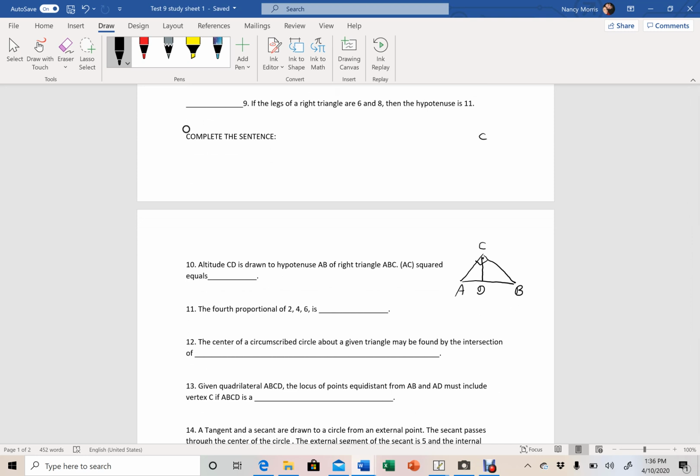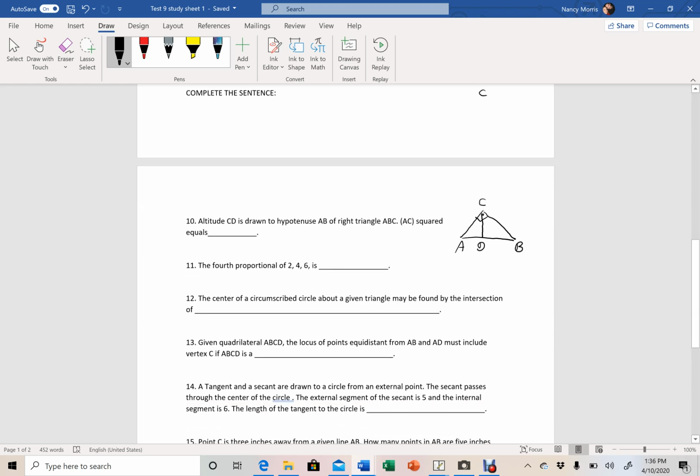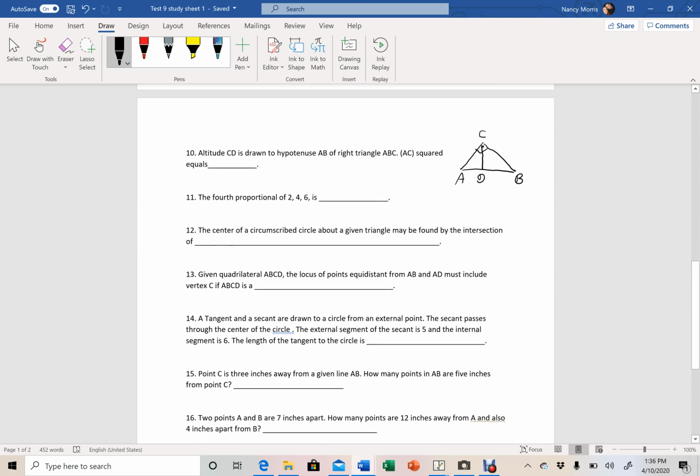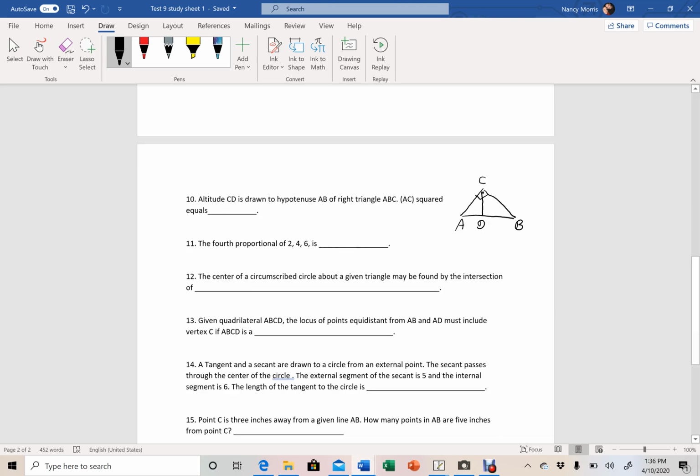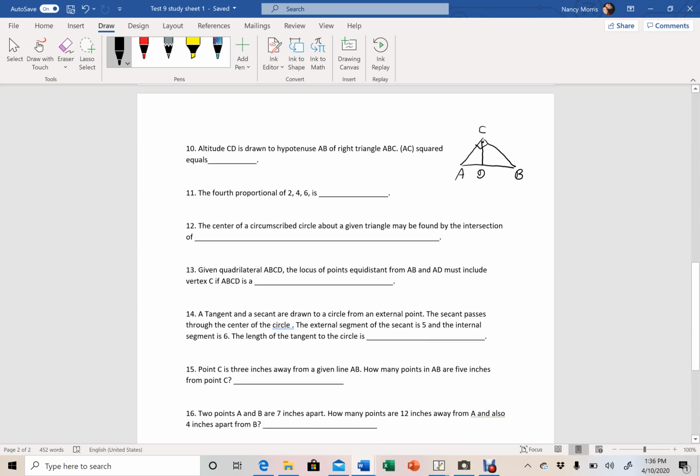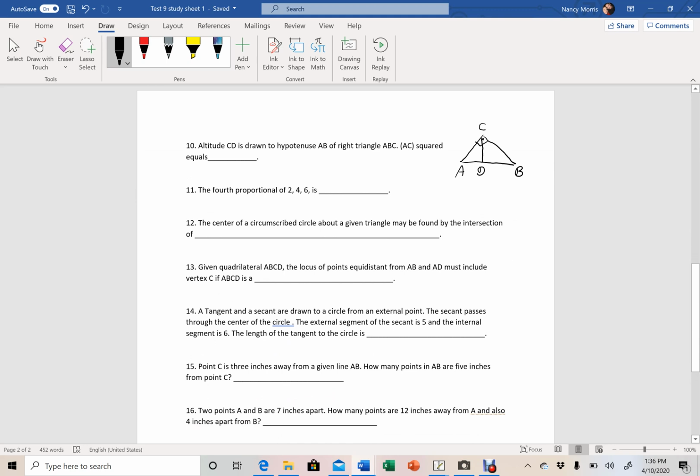This next section is complete the sentence. Again, they are not in order. I have changed a little bit of it, and the idea is just simply so you have a study tool that you can study for your exam, okay? Number 10, okay, this is number 10 on our study sheet. It is not necessarily number 10 on your test, okay?